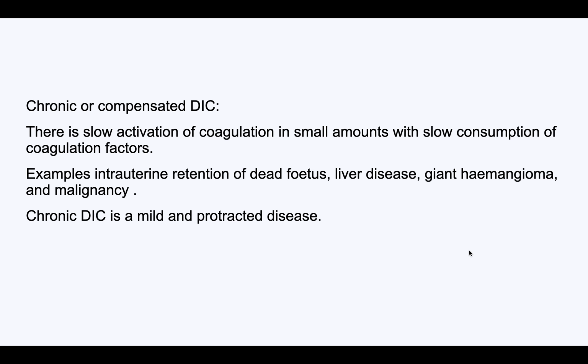Then chronic DIC, this is very less common, and mostly occurs when there is a reason behind it, like you have intrauterine retention of a dead fetus. So the dead fetus is present in the body for a longer period of time. You have AML M3. Okay, so malignancy is there. So this is a little bit mild disease, but it can worsen also. A chronic DIC can go into acute DIC anytime.